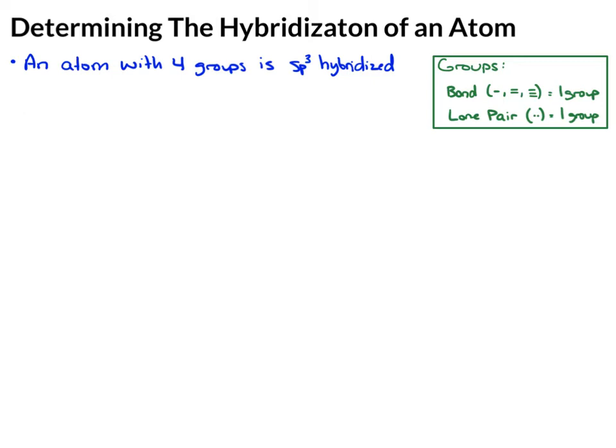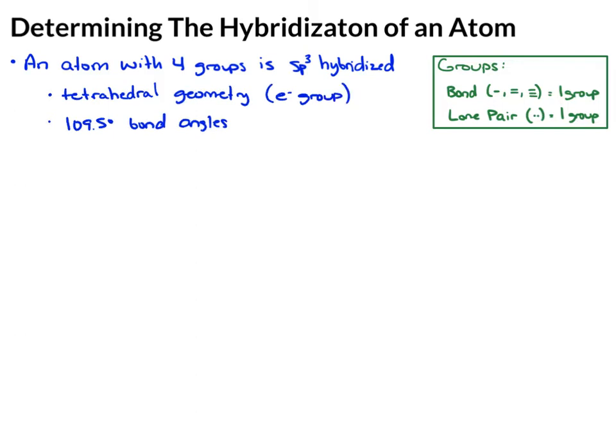So now, just to reiterate what we know about sp3 hybridization, that means we have a tetrahedral geometry, and we have 109.5 degree bond angles. And when I'm using the geometry here, I'm talking about the electron group geometry, not necessarily the molecular geometry. And I'll parse that out for you in just a second.